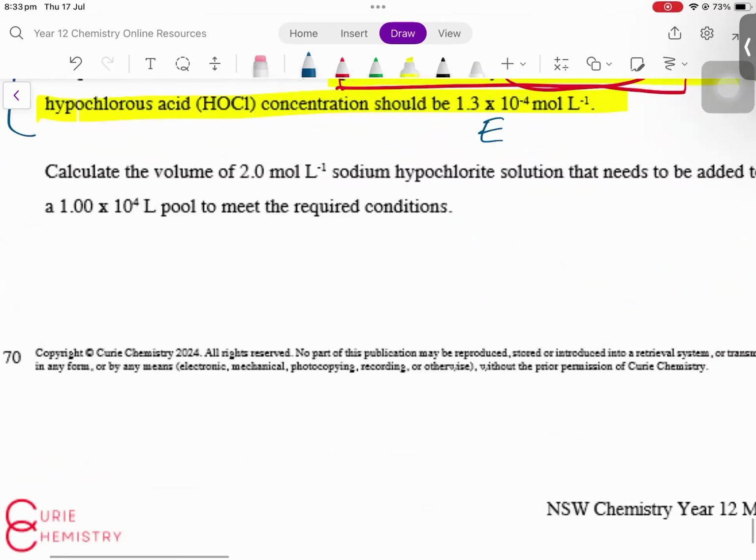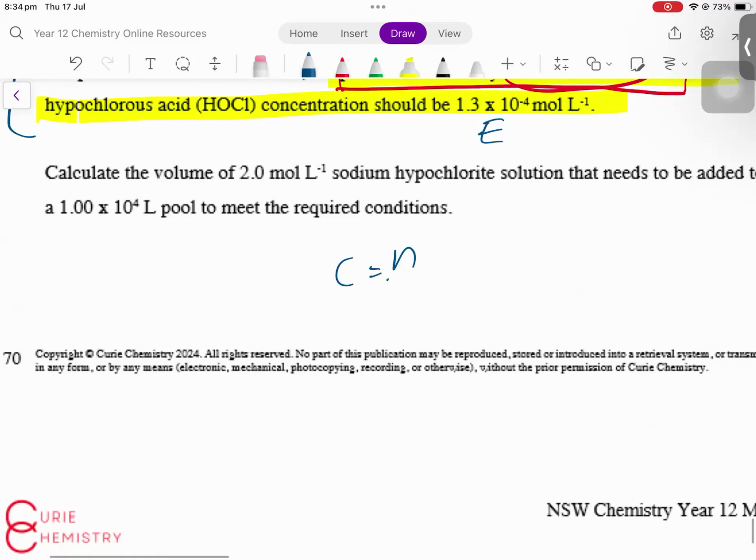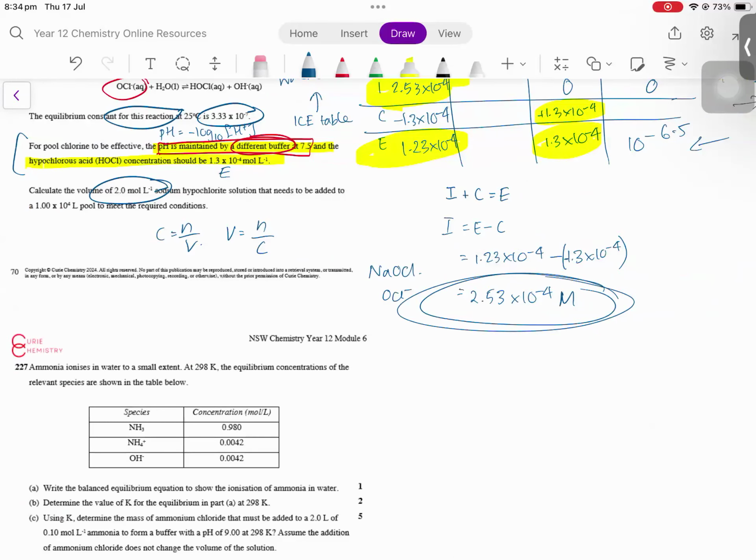Now this is really, really awkward, because what you're used to is this. You're used to C is equal to n on V. So then you're like, oh, V is equal to n on C. But then, guys, my question to you is this. Which concentration are you gonna take? Good, Marin. It's not C is equal to n on V.